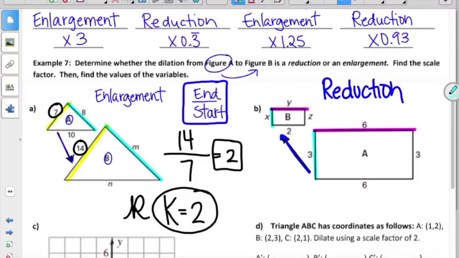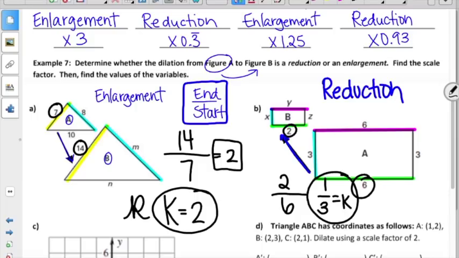Okay, if we look at example C, we have figure A and figure B, and we know that we start at figure A and we end at figure B. So if we start at figure A and we end at figure B, is that a reduction or an enlargement? Well, it's getting bigger, so that's going to be an enlargement. So make sure when you find your scale factor, since it's an enlargement, we know it has to be more than 1.